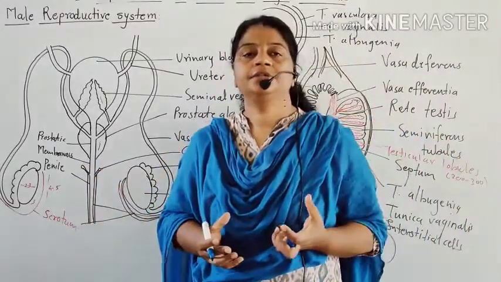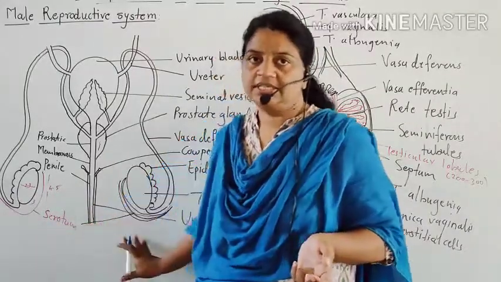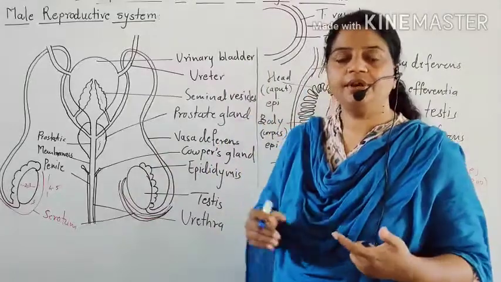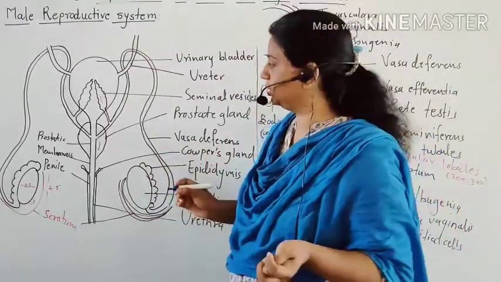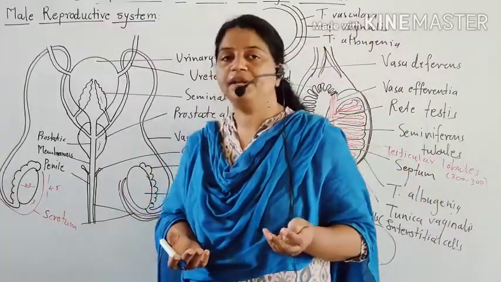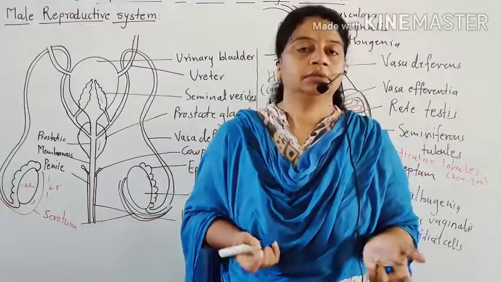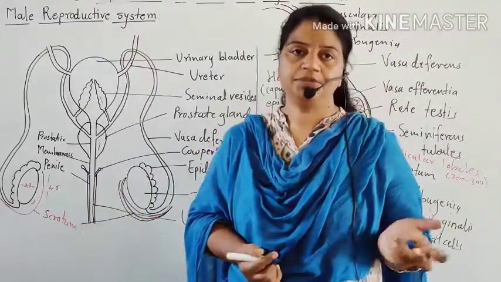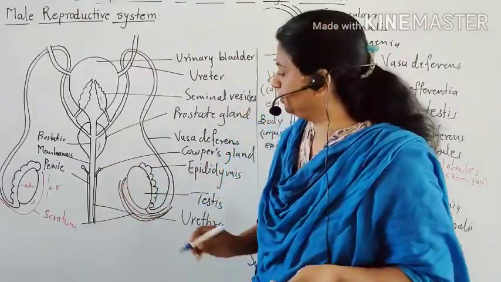Why is it extra-abdominal? Why is it located in this scrotal sac? Because it requires a temperature 2 to 3 degrees centigrade lower for sperm production. In some animals or offspring, when the testes do not descend, there is a disorder, cryptorchidism, in which the male becomes sterile.